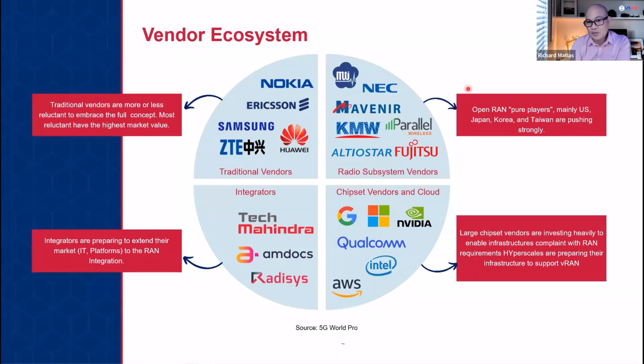And then meron tayong mga new players. Si NEC, si Mavenir, si Parallel Wireless, si Fujitsu, si Altiostar. Altiostar katulong to ni Rakuten sa Japan. And then we have the integrators. Okay? System integrators. Those are in the names of Tech Mahindra, Amdocs, Radisys. So if you're one of the system integrators here in the Philippines na nagko-configure, nag-integrate na mga systems, you might want to look at these integrators in Open RAN. Sila Tech Mahindra, sila Amdocs, sila Radisys. So you can align yourself sa kanilang path kung paano nila gagawin yan.